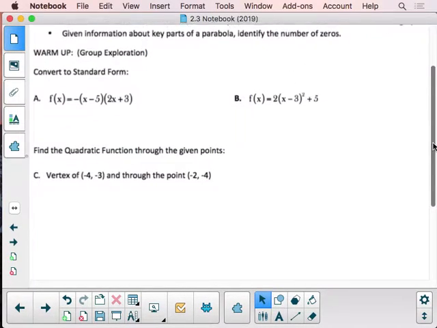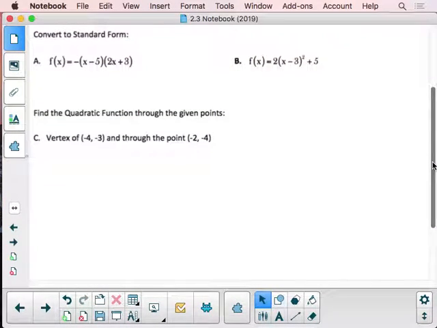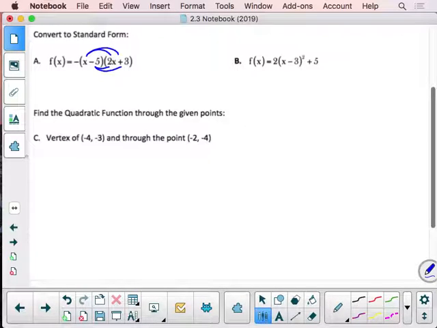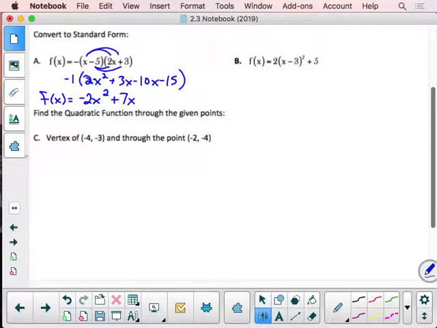All right, now let's go over those warm-up problems super quick. In order to convert from factored form into standard form, the first thing you need to do is distribute. So distribute these two together, so you still have that -1 just sitting out there. You're going to get 2x squared plus 3x minus 10x minus 15. And when I distribute that negative, I'll end up with the function f of x equal -2x squared, 3x minus 10x is -7, but now the -1 is going to make that positive 7x, and then the -15 becomes positive 15, and that's all we're looking for.